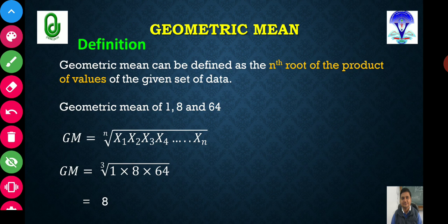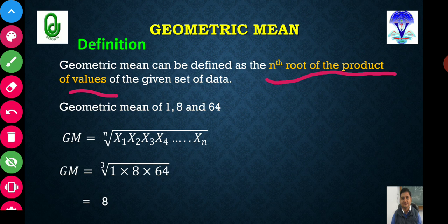Now the definition of geometric mean. Geometric mean can be defined as the nth root of the product of values. So this is a very important definition: the nth root of the product of values.